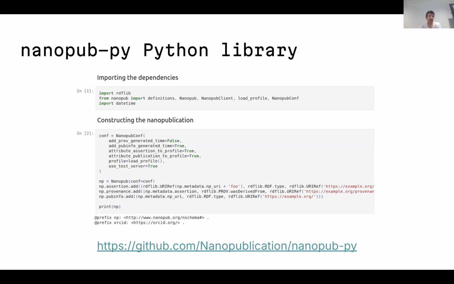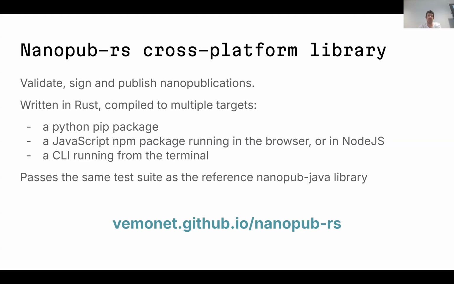Then there is the Python library that implements most of these features in Python. If you go to this link, you'll see there's also an example folder with Python notebooks that show you step by step how you can use it for different cases. Then there is the Nanopub-RS cross-platform library. Vincent, do you want to say a few words about this?